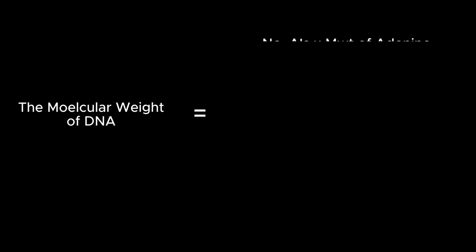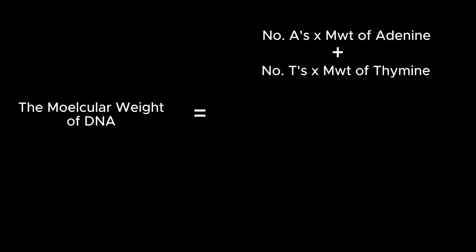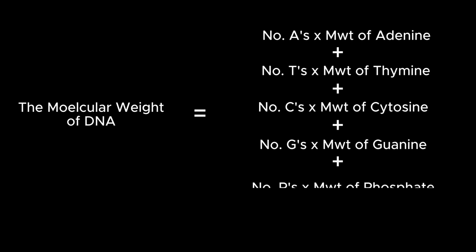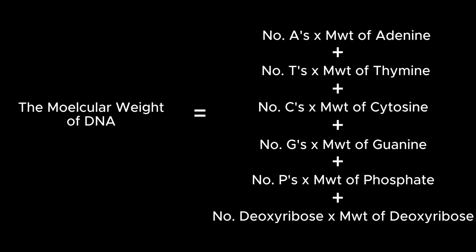The simplified formula to calculate the molecular weight of DNA equals the number of A's times the molecular weight of adenine, plus the number of T's times the molecular weight of thymine, plus the number of C's times the molecular weight of cytosine, and the same for guanine, phosphate, and deoxyribose sugars.